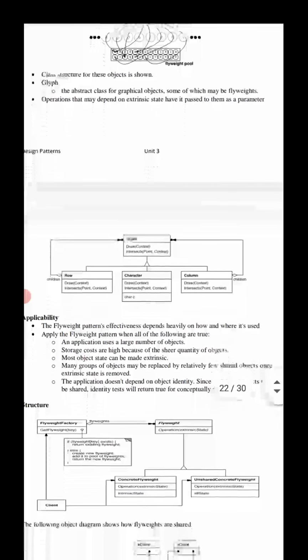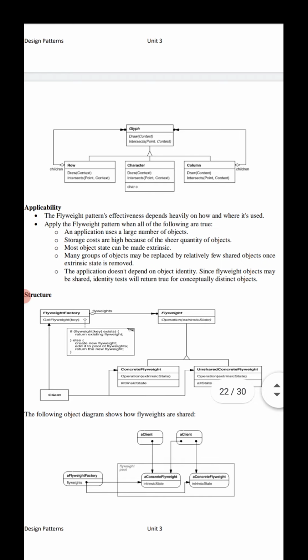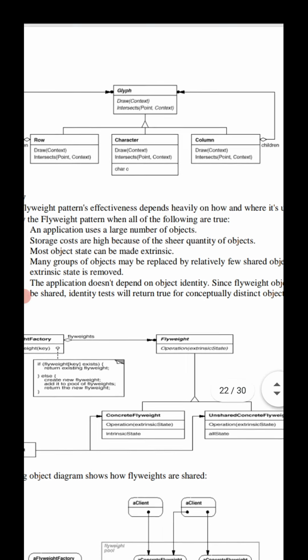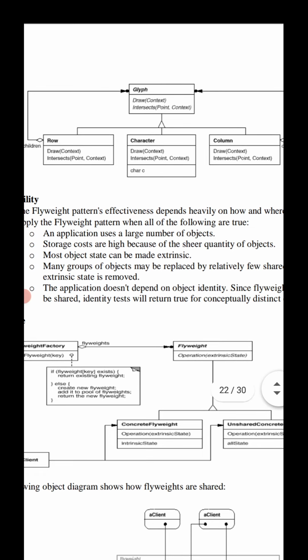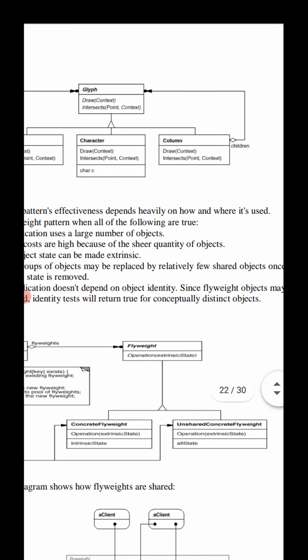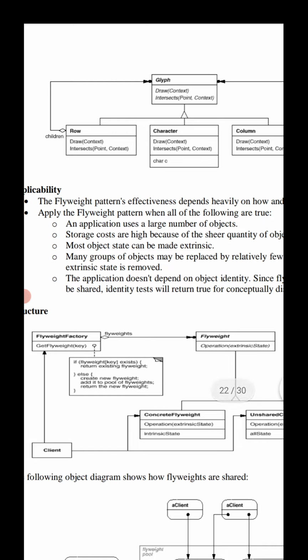Here, look at the diagram of Glyph. Glyph is a class. The class has some operations and methods: draw, intersects. It will be extended as row, character, column. Okay, these are the children of this. Glyph is the parent of these, and this is the relationship between them. Here also, certain operations should be performed.